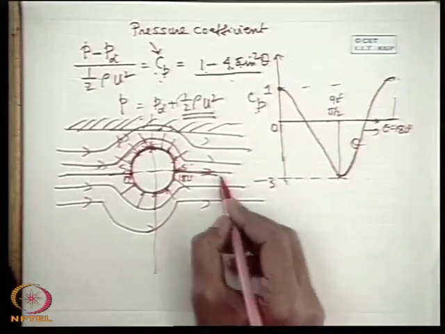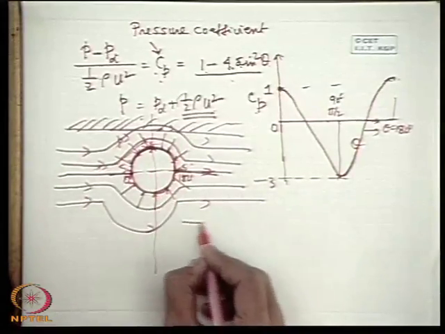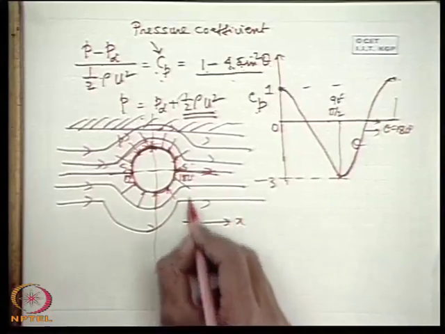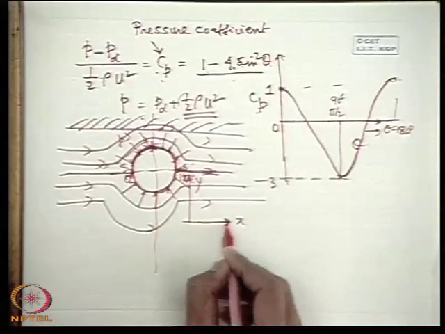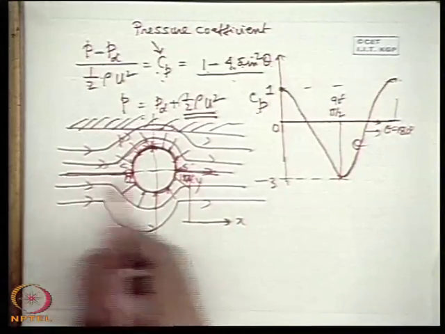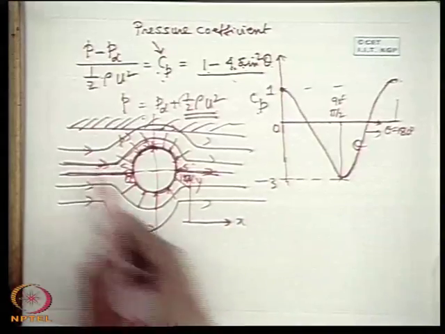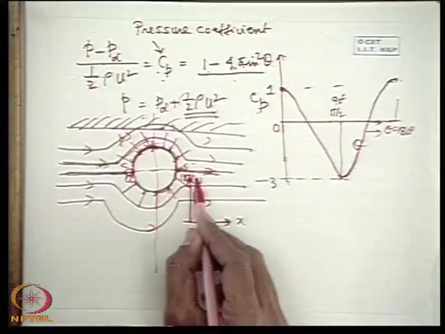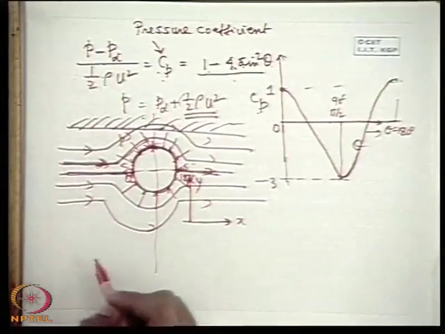Now if we want to evaluate the force acting on the cylinder along x and y direction, x is the direction of the flow, the flow axis, parallel flow, and y is the transverse direction, the direction perpendicular to this parallel flow direction.